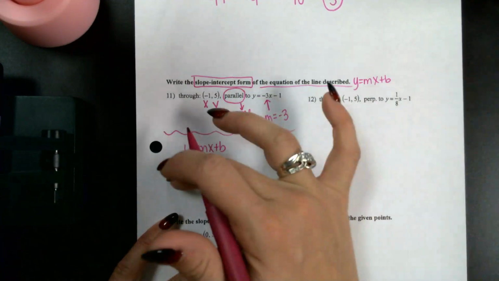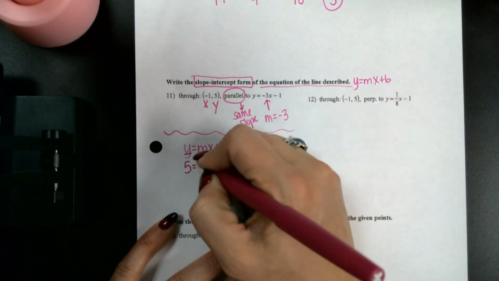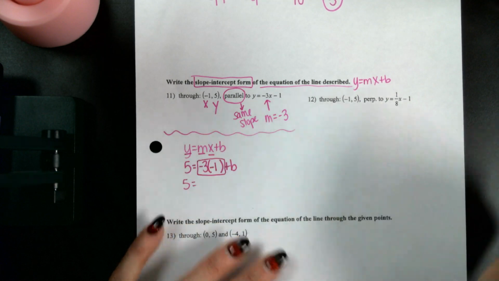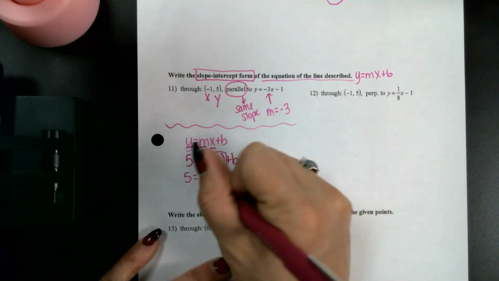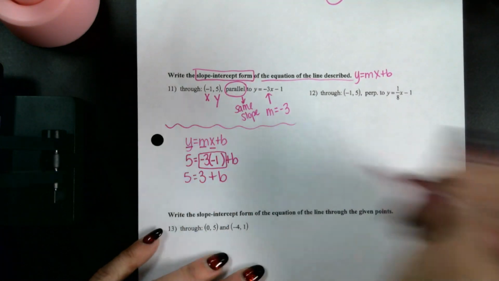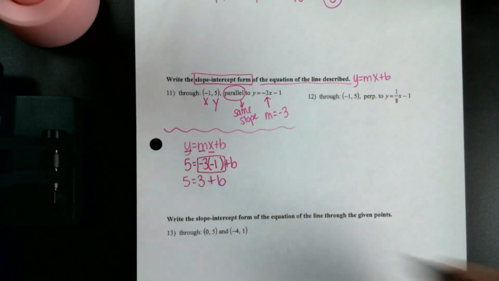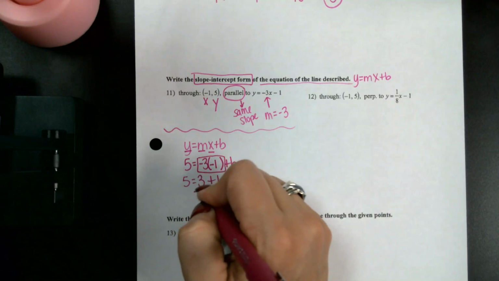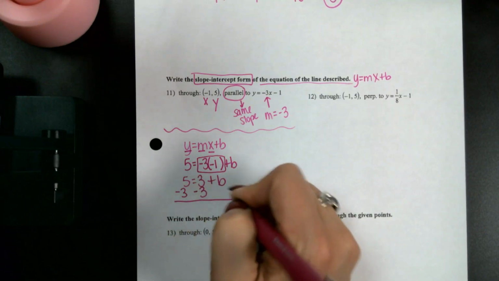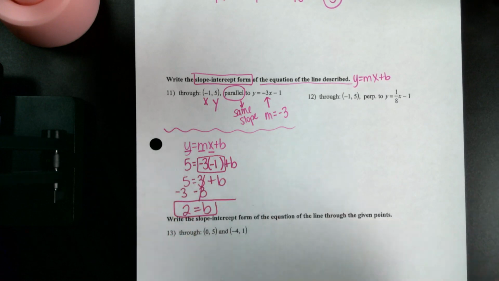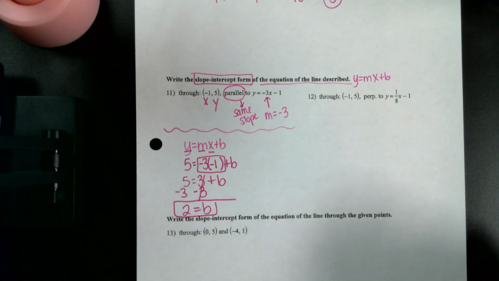So after you plug in, the second part is go ahead and multiply those two numbers together. So -3 times -1, +3. And then your last step is to move that number to the other side. So you'd want to get rid of the 3 by subtracting it. And you end up with a b value of 2. 5 minus 3 is 2.